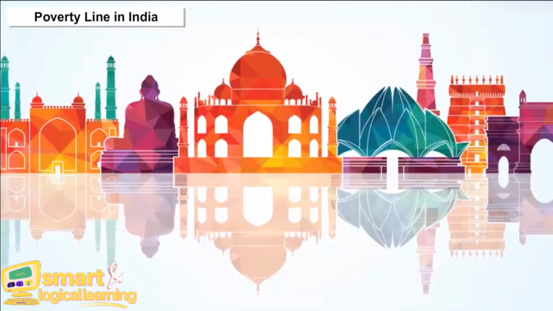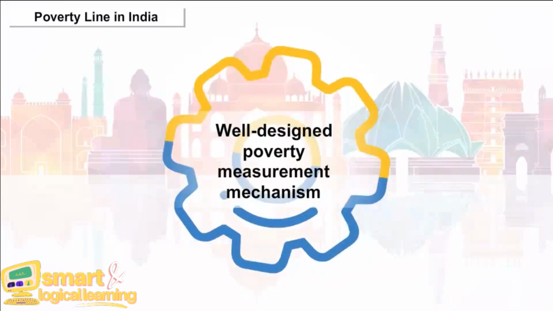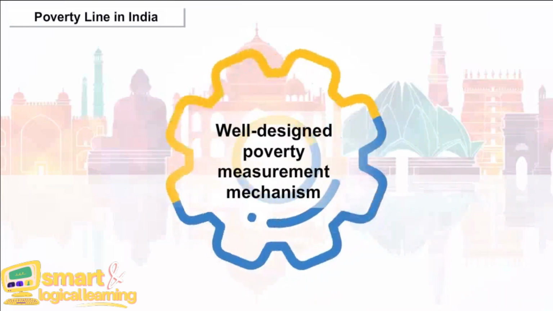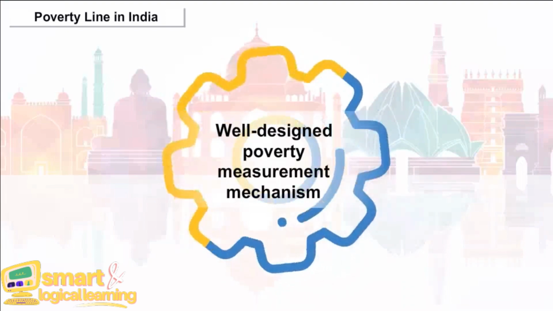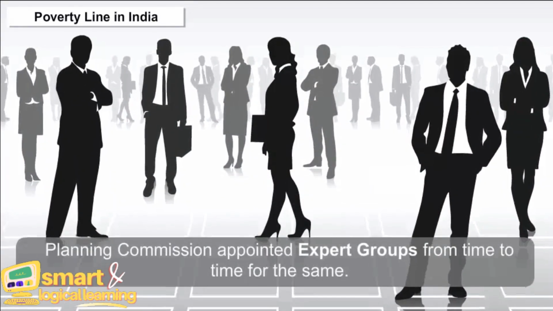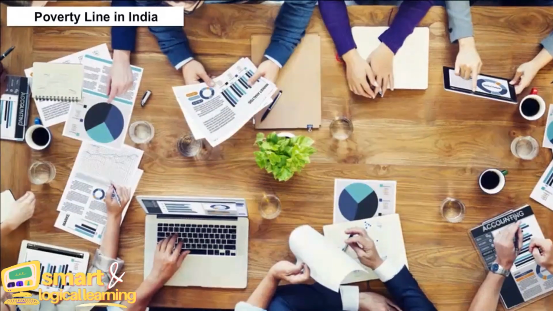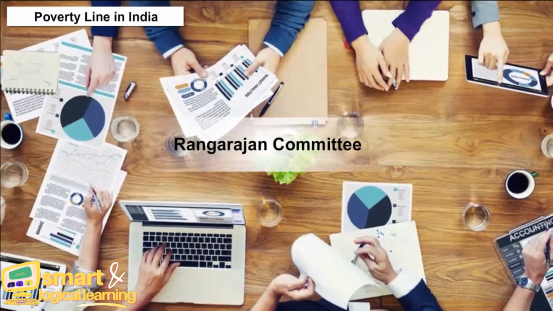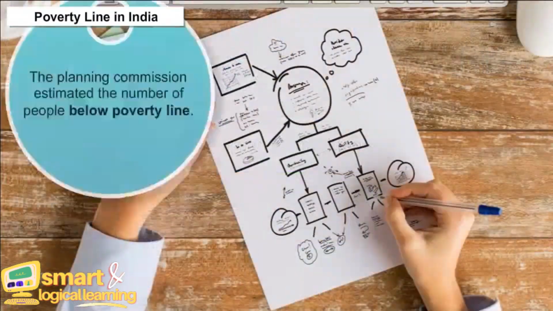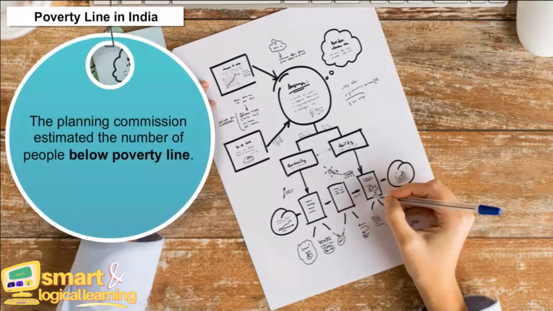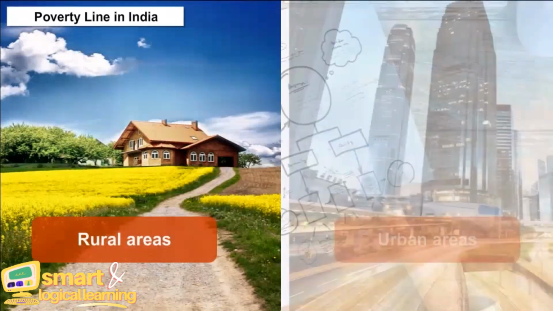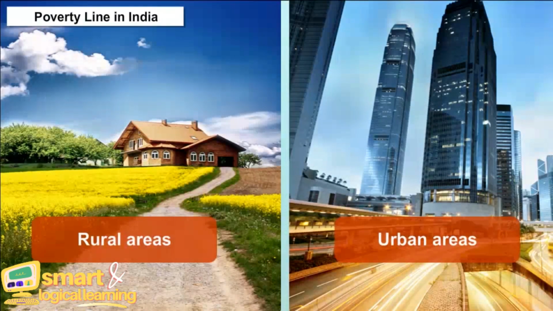Poverty line in India. India has a well-designed poverty measurement mechanism under the erstwhile Planning Commission. The Planning Commission appointed expert groups from time to time for the same. For example, the Rangarajan Committee was the latest among them. In general, the Planning Commission estimated the number of people below the poverty line in states as well as in rural and urban areas, based upon the prevailing poverty estimation methodology submitted by the expert groups.